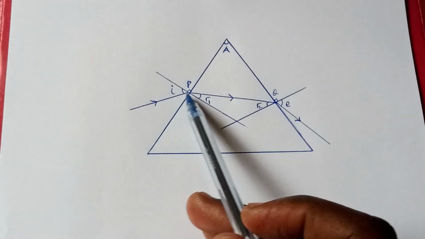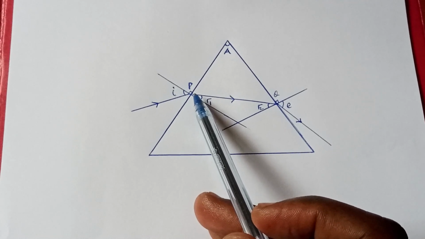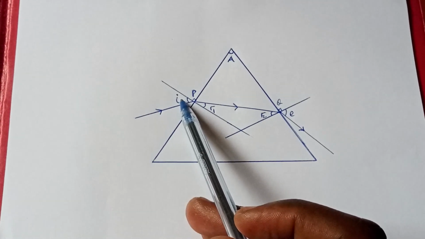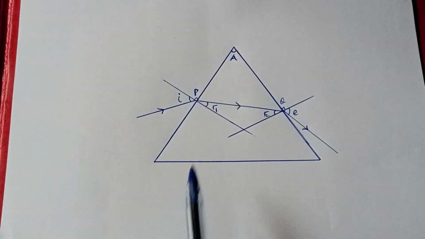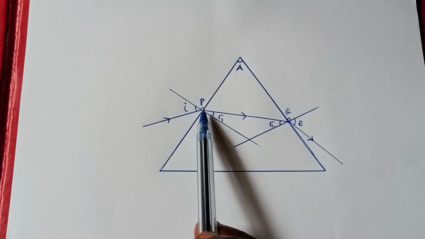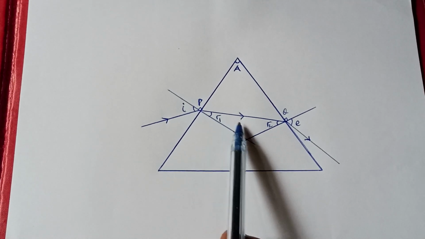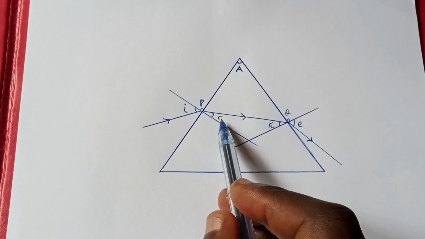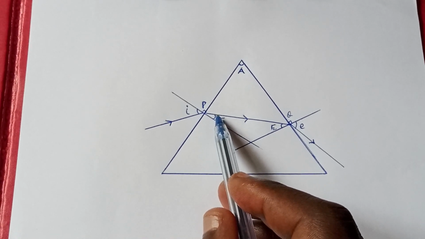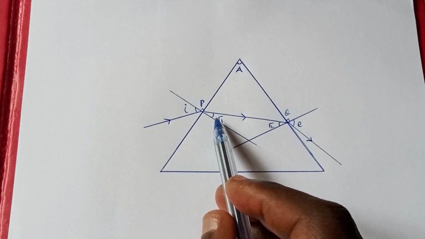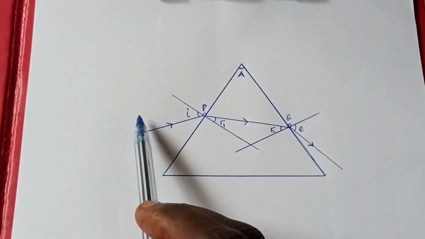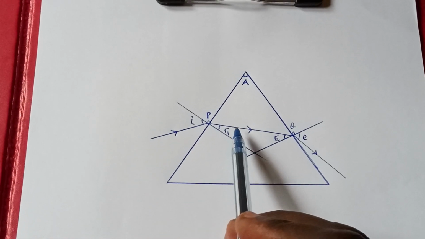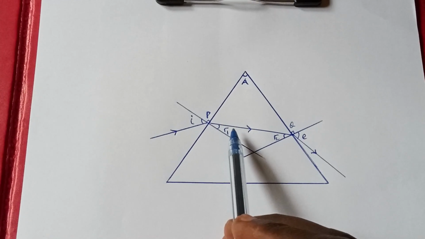And this ray of light is making an angle of incidence I at point P. By the law of refraction, we expect this ray to be refracted at a certain angle, which we call R1. That angle will be measured from the ray towards the normal. Since this ray is moving from air, that is vacuum, to glass, the ray has to be refracted towards the normal.